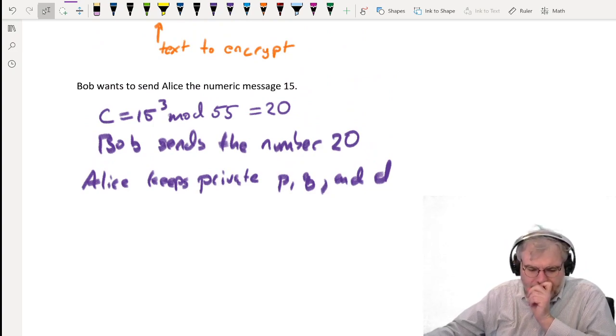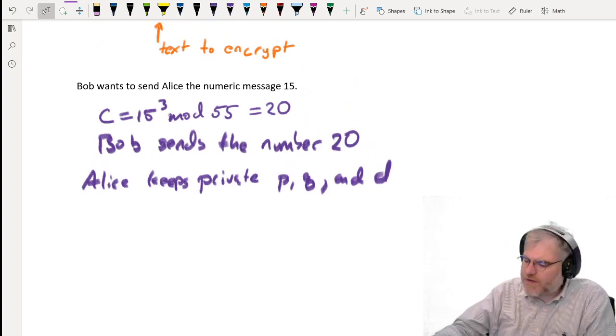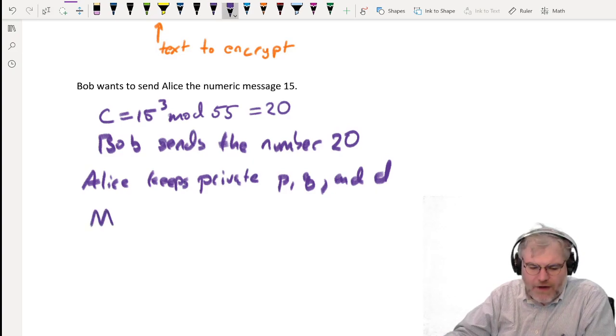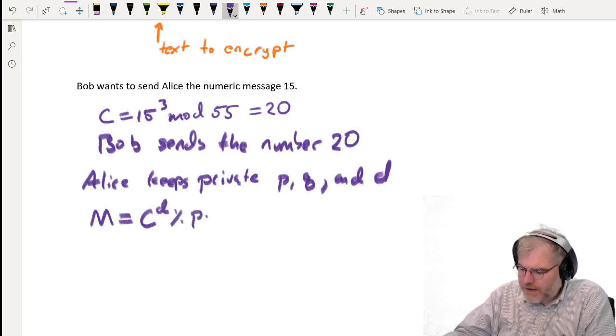Okay. So when Alice wants to decrypt the message, she computes the following. M equals C to the D mod P times Q.